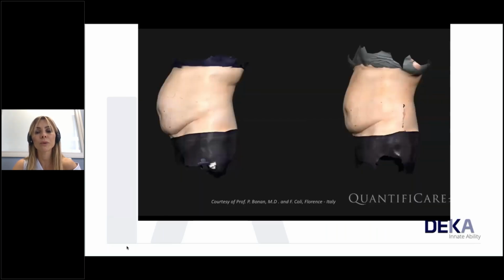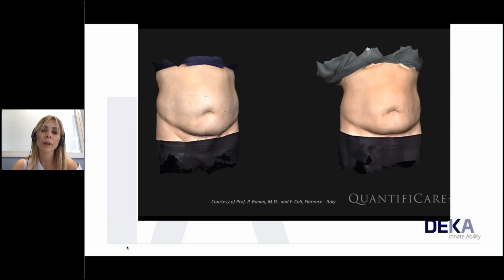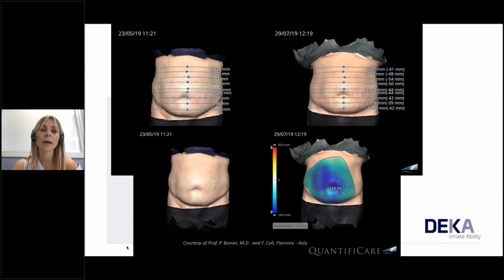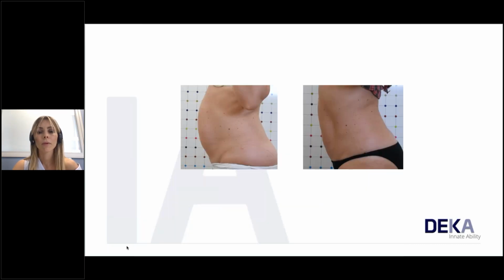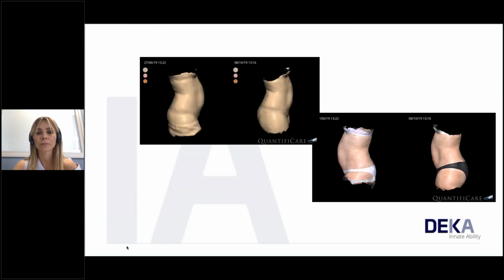We often use this system, Quantificare. This system can give us the 3D images, and this system permits us to calculate in the right way the loss of circumference and the loss of volume. So you can appreciate that we had in this case a loss of circumference of 56 millimeter in the upper part and 36 millimeter in the lower part of the abdomen.